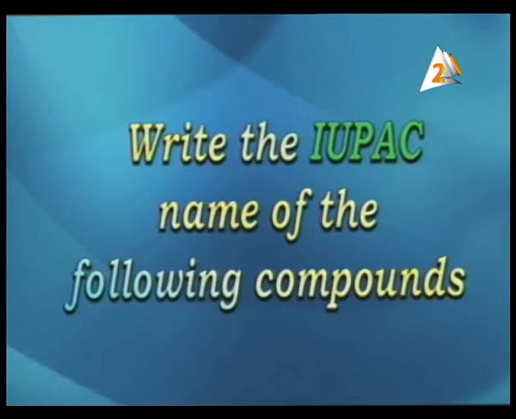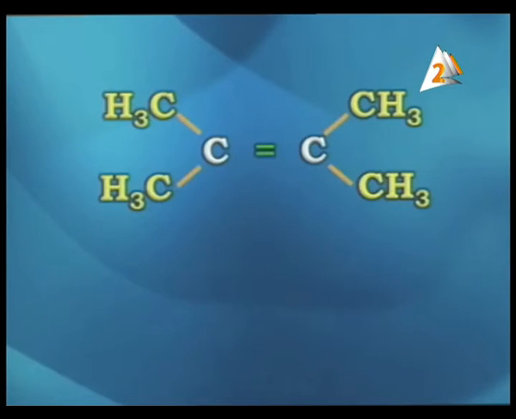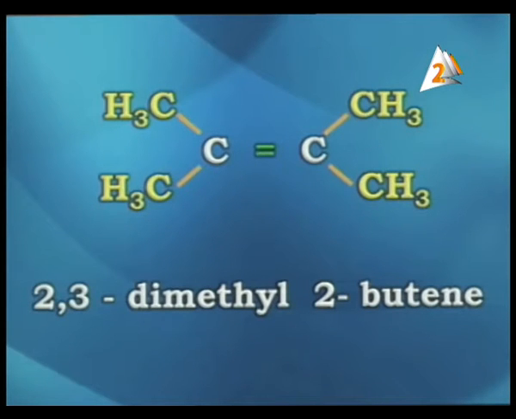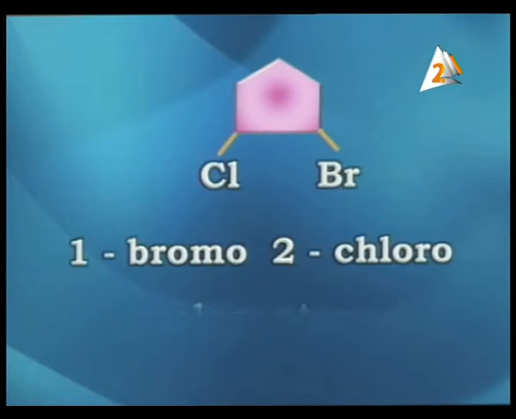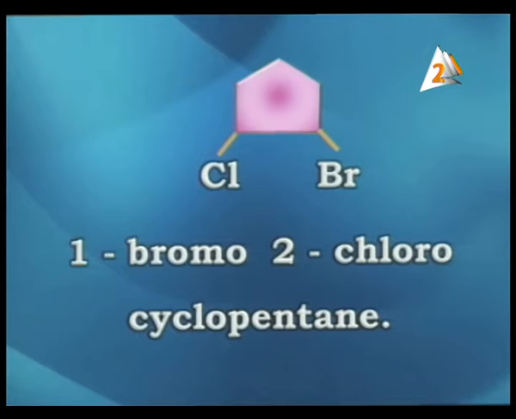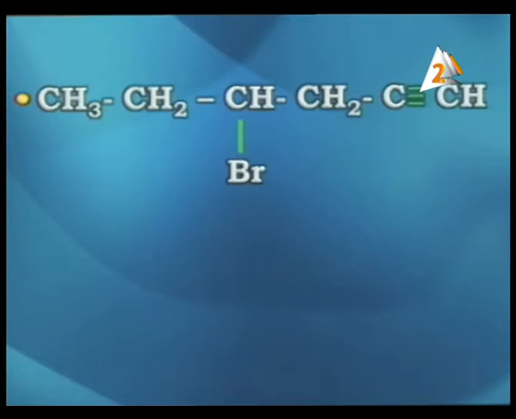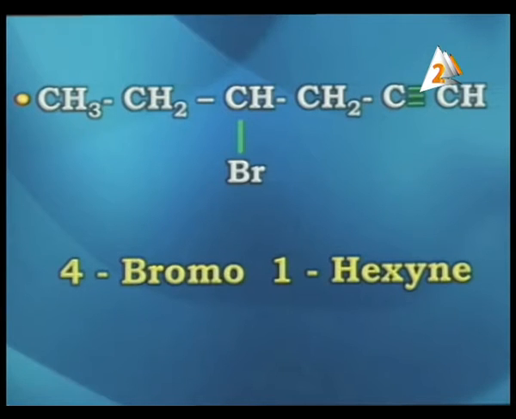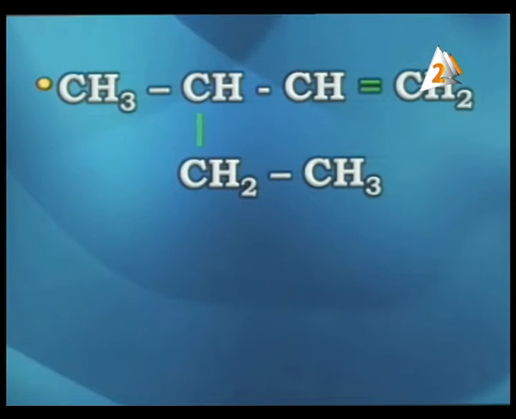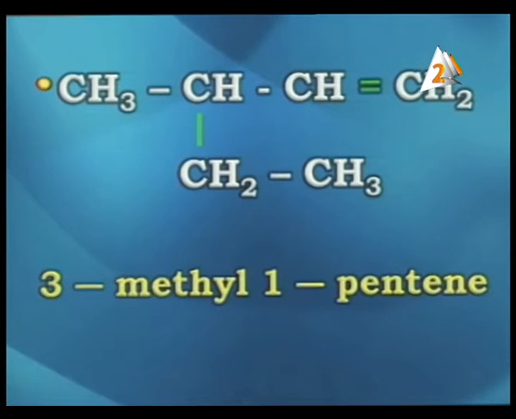Next type of question, write the IUPAC name for the following compounds. As shown on the screen, this molecule will be named 2,3-dimethyl-2-butene. As shown on the screen, it will be 1-bromo-2-chloro-cyclopentane. As shown on the screen, CH3CH2CH-Br-CH2 C triple bond CH, it will be 4-bromo-1-hexyne. As shown on the screen, here numbering of carbon atoms, it will be 3-methyl-1-pentene.